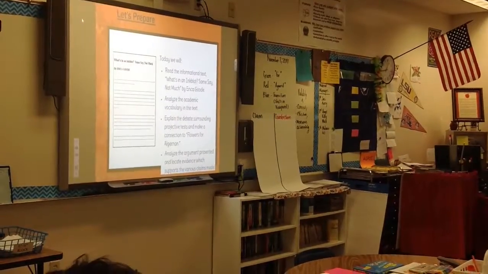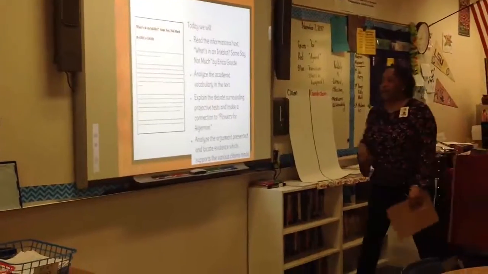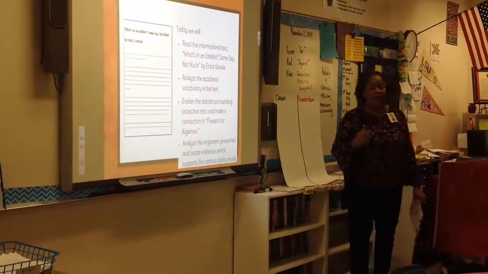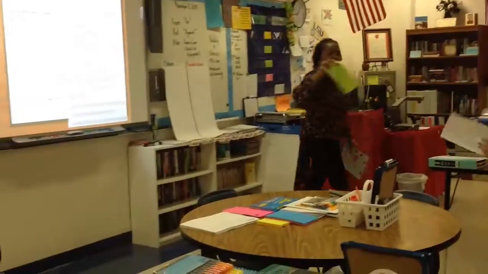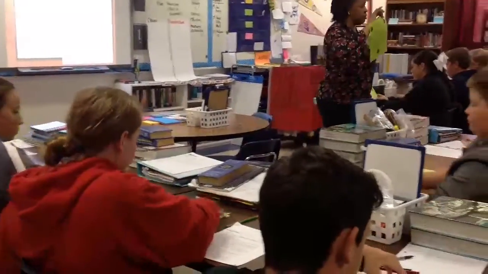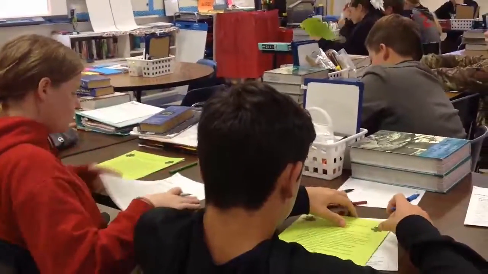Okay, so we're going to read the informational text. What's in an Ink Blot? Some Say Not Much by Erica Good. As we're reading, of course, we're going to pay attention to our academic vocabulary. Now, one thing I've done for you, I've given everyone a green sheet. Okay, so go ahead and get your green sheet out. Okay, and as we're reading, I have some key vocabulary, Logan. So you need to have that green sheet right next to you as we're reading.